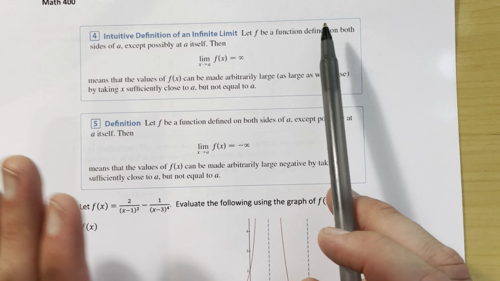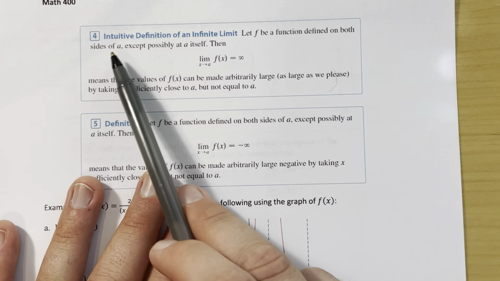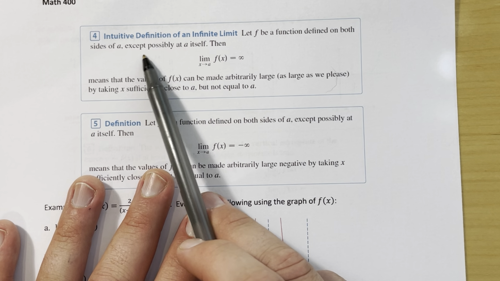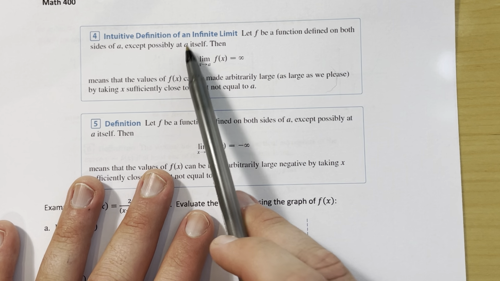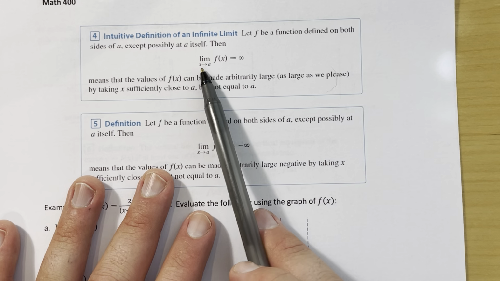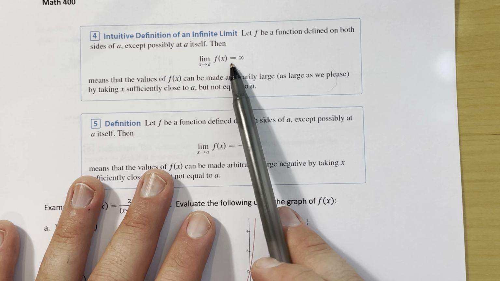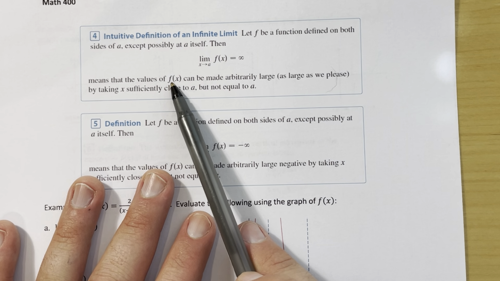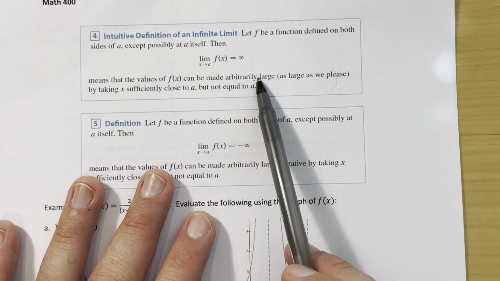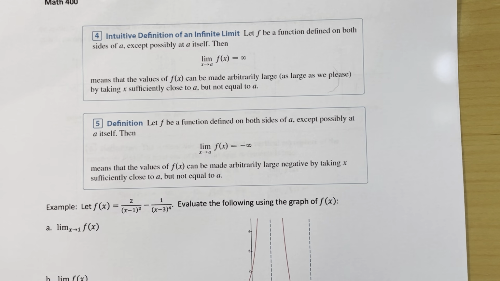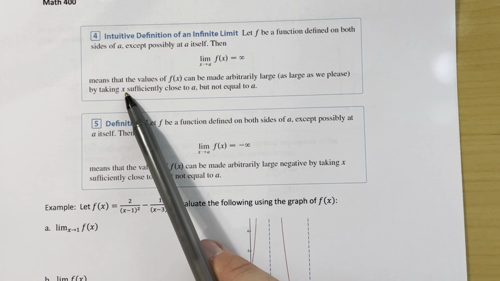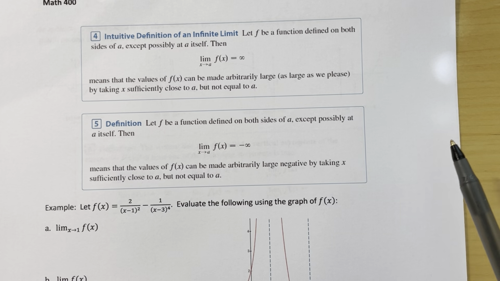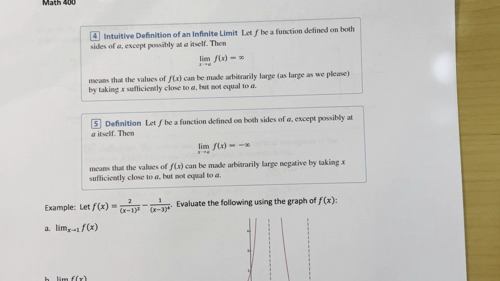Let's say that f is a function that's defined on both sides of a, but maybe not at a itself. We say that the limit as x approaches a of that function f of x is equal to infinity if the values of that function f of x can be made arbitrarily large, meaning as large in the positive direction as we want to make it, as long as we get x to be sufficiently close to a, but not necessarily equal to a.